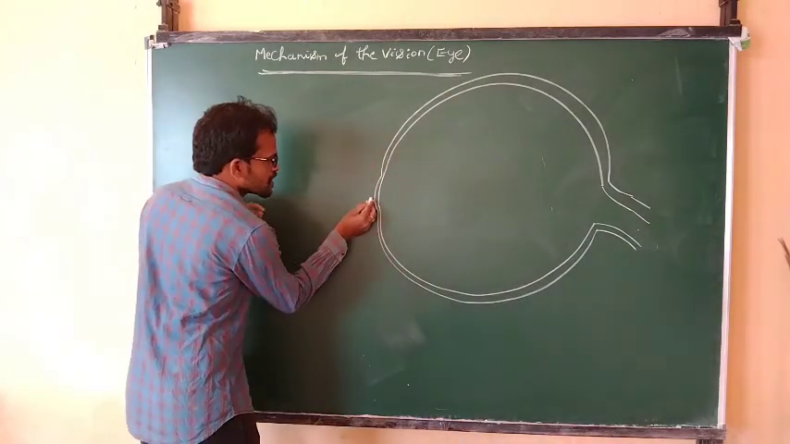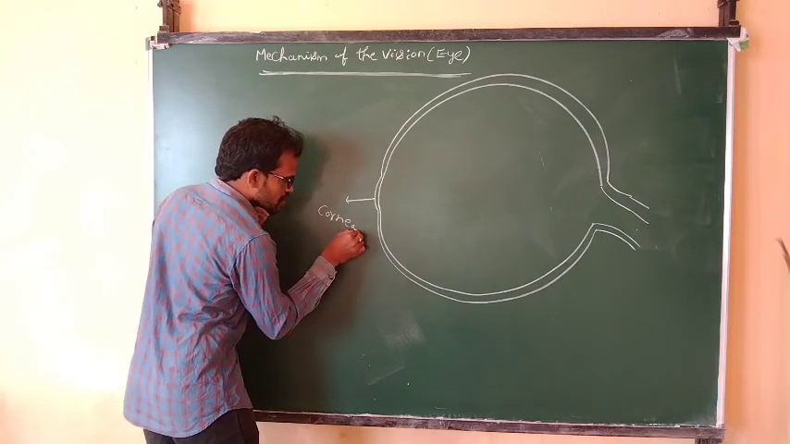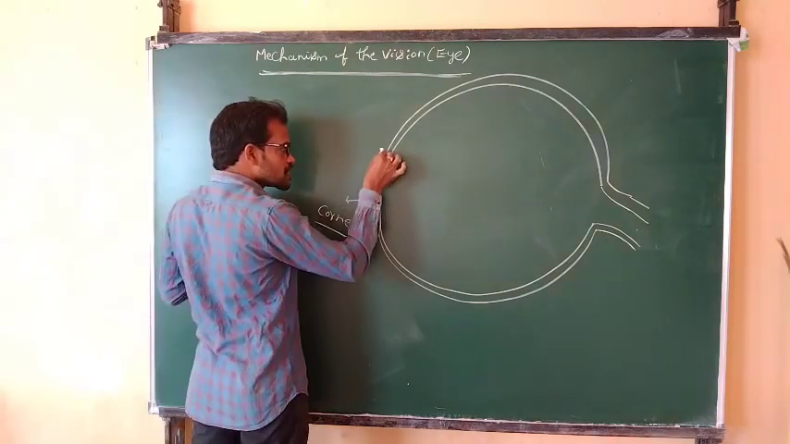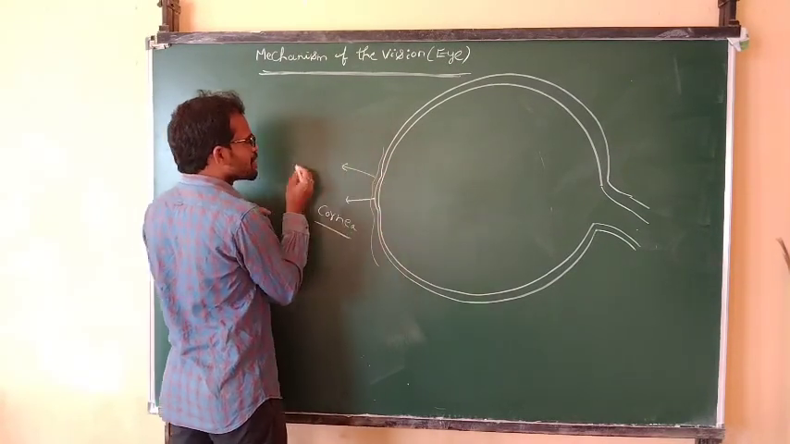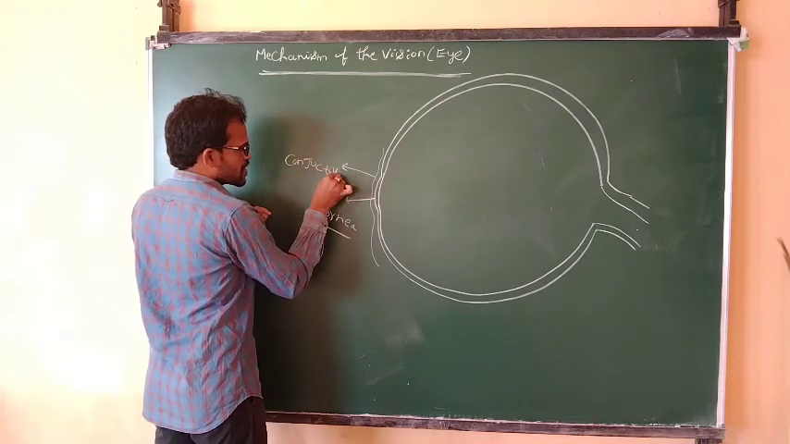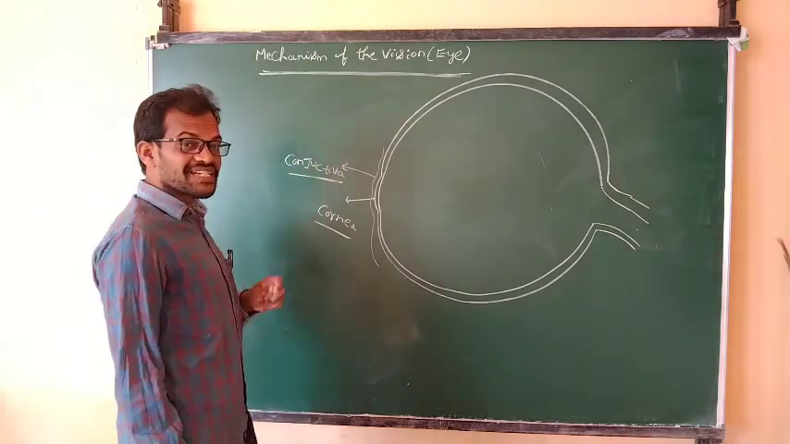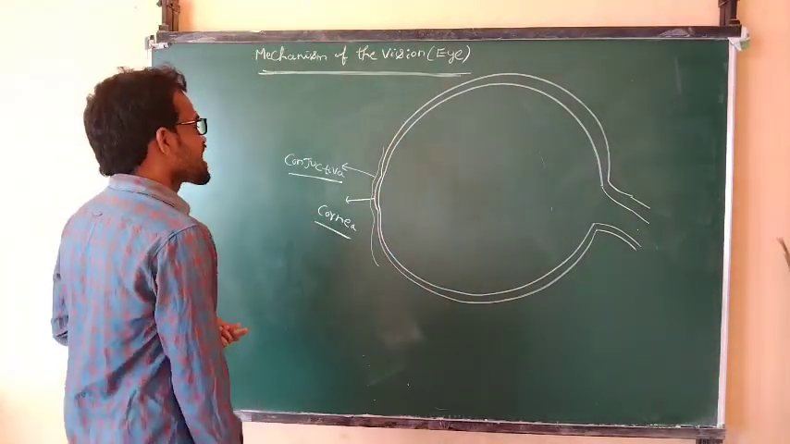You can observe the eye. This spot indicates the cornea. The outer thin transparent membrane covering the cornea is known as the conjunctiva.